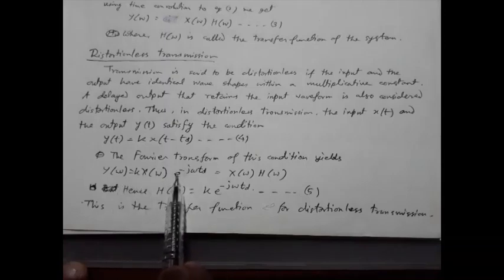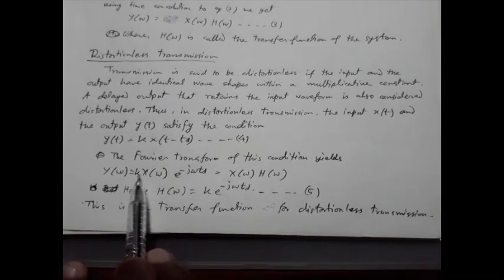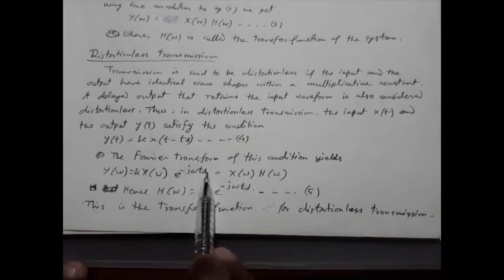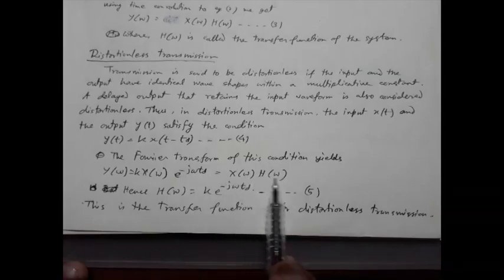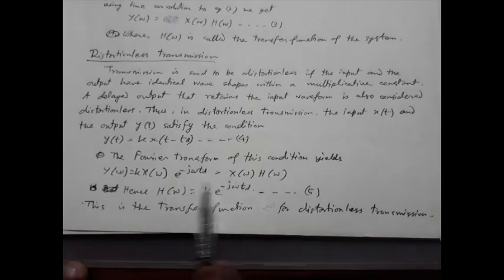Now if we take the Fourier transform of this equation, there will be a term of e^(minus j omega td). So X(omega) is this, and k into e^(minus j omega td) is written as H(omega). So H(omega) is the transfer function of this system, which is distortionless in nature.